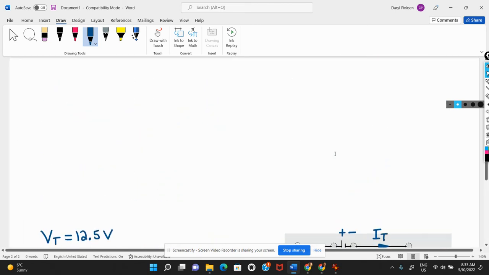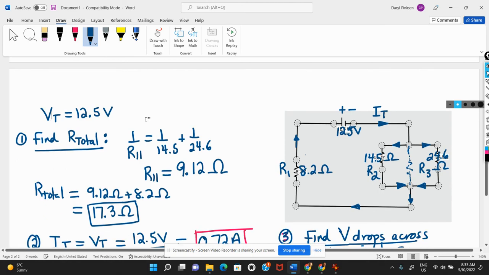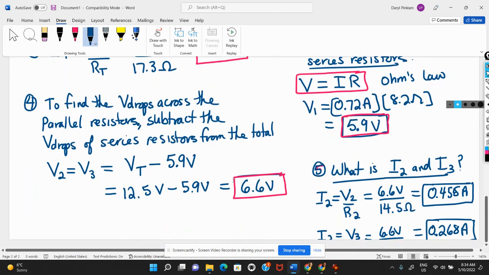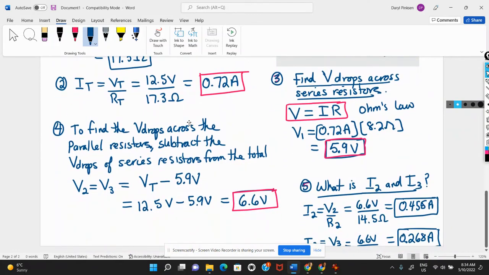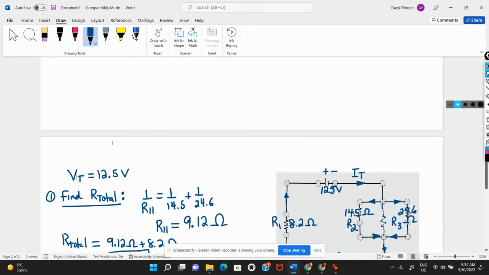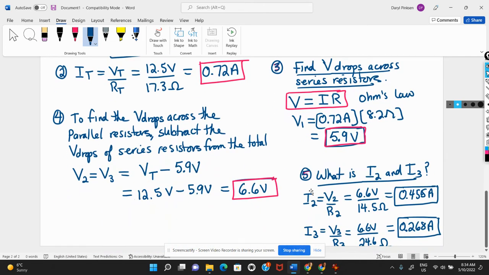Let's see what's happening. Oh, we have technical difficulties here. Oh, there we go. 6.6 volts. I'll make this a bit smaller. Make sure everything gets on the page. There we go. Now it's all on the same page.